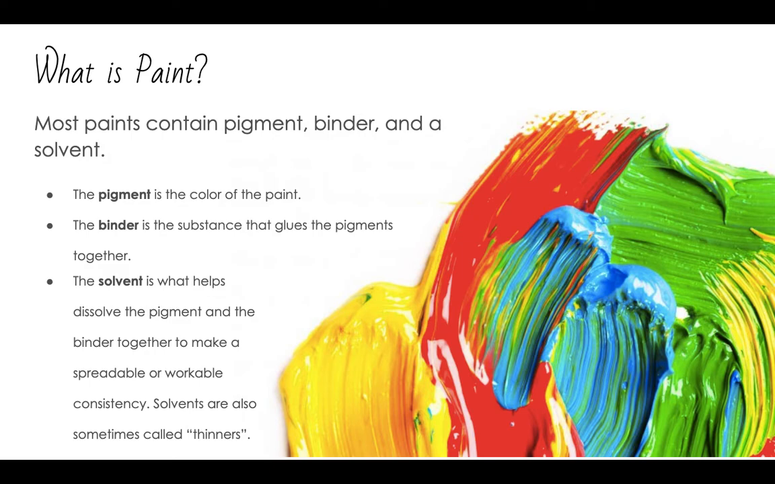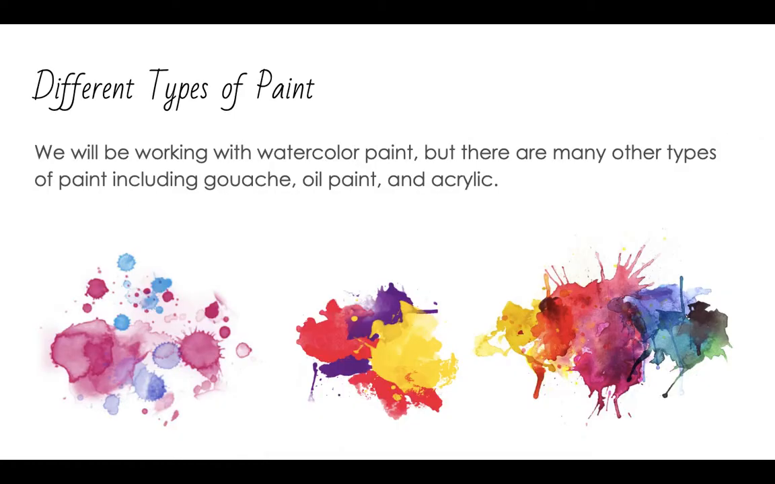So what is paint? Typically, paint contains pigment, a binder, and a solvent. The pigment is the color of the paint. The binder is the substance that glues the pigments together, and the solvent is what helps dissolve the pigment and the binder together to make a workable consistency. Sometimes solvents are also called thinners. In this class, we are going to be working with watercolor paint, but there are many other types of paint, including gouache, oil paint, and acrylic.